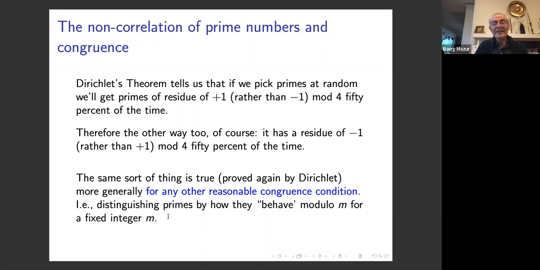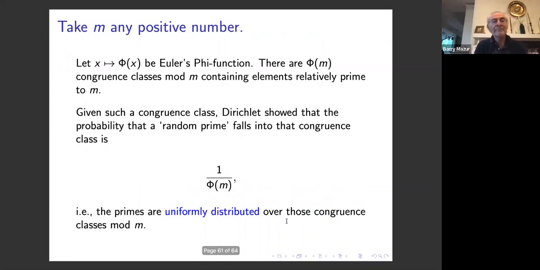That is, say, a condition that distinguishes primes by how they behave modulo m for any fixed integer m, not just 4. So take m to be any positive number. And phi of m is Euler's phi function. That is, the number of positive integers less than m that are relatively prime to m.